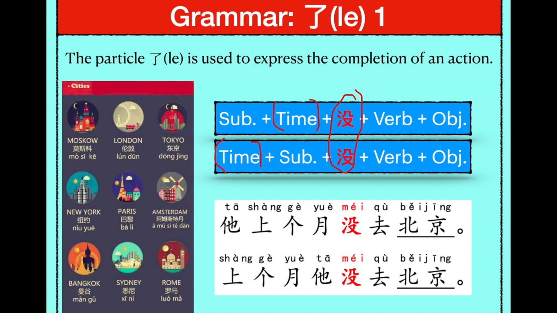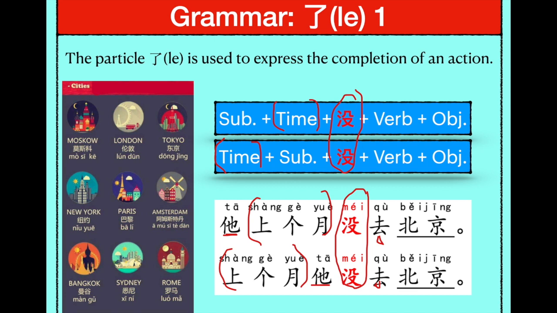Now let's look at the example. 他 is the subject. 上个月 is the time. So you can use 上个月 after the subject or at the beginning of the sentence. Then negation 没, then verb 去, then the object is the place, 北京。他上个月没去北京。Or 上个月他没去北京。This means he didn't go to Beijing last month. So this is your second assignment.